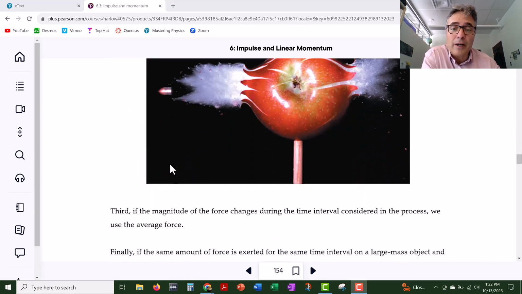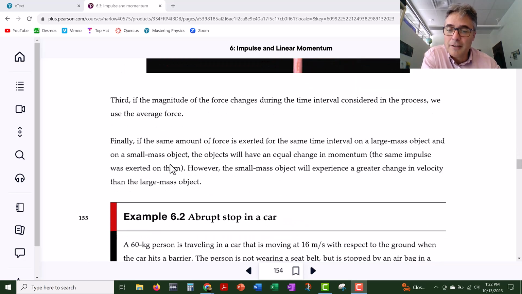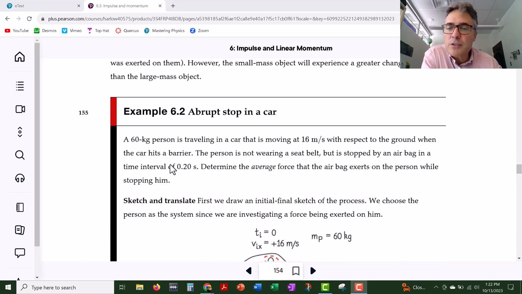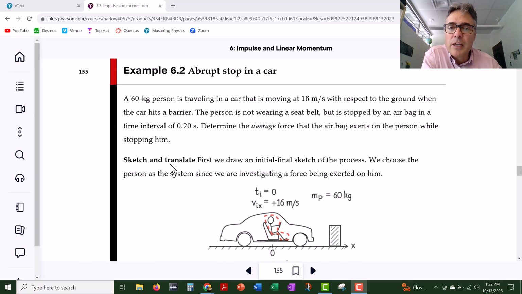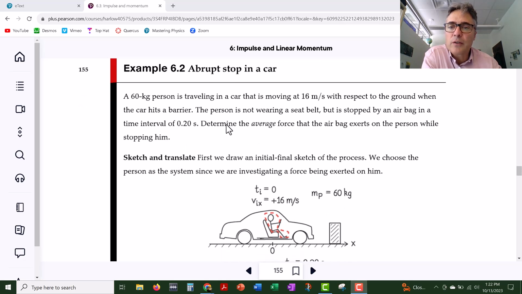I don't know why they shoot an apple with a bullet. But here's example 6.2, which is a good one: abrupt stop in a car. A 60 kilogram person traveling in a car that is initially moving at 16 meters per second hits a barrier and then stops. Determine the average force. The stopping time is 0.2 seconds.